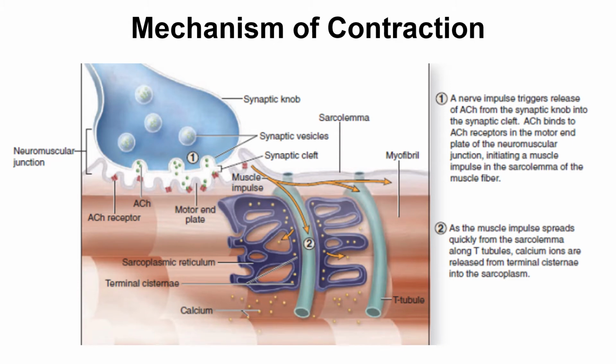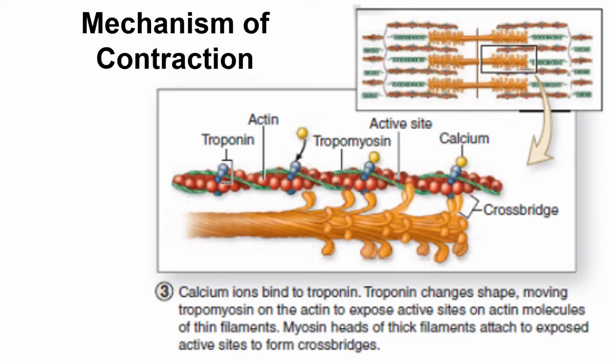This initiates an action potential that propagates along the sarcolemma and goes through the T tubule to trigger the release of calcium ions from the terminal cisternae. Released calcium ions in the sarcoplasm bind troponin C within the troponin complex. This initiates conformational changes. Ultimately, tropomyosin moves away, exposing the actin active sites. Myosin heads bind actin active sites to form cross-bridges.